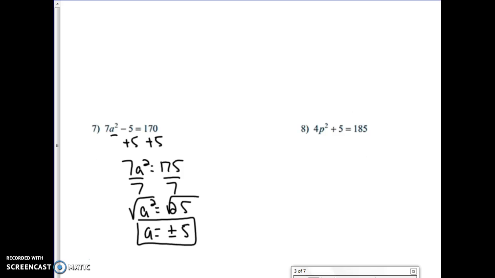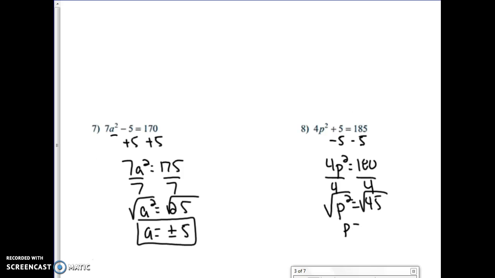We'll do the same thing with number 8. I'm going to subtract 5 from both sides. I got 4p squared equals 180. I'm going to divide both sides by 4, so I end up with p squared equals 45. Square root both sides, and I got p equals plus or minus square root of 45. But 45 breaks down to be 9 times 5, 3 times 3 times 5. So my final answer would be p equals plus or minus 3 square root of 5.